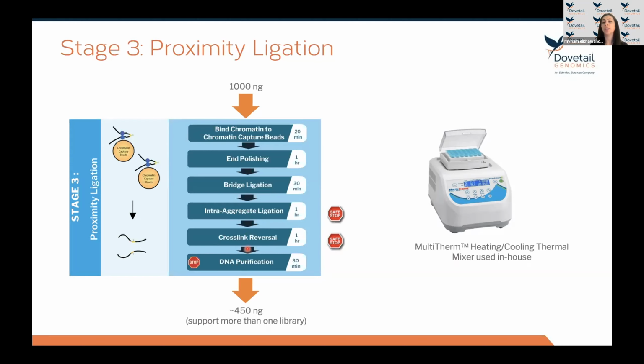Following ligation, the crosslinks are reversed, the proteins are degraded, and the DNA is purified. This is a simple purification with bead cleanup. When starting the assay with 1,000 nanogram, we expect to recover around 400 nanogram at the end of stage 3. You'll only use 150 nanogram of this DNA for library preparation, so the final 2 stages. That means you will have more DNA to support additional library generation.